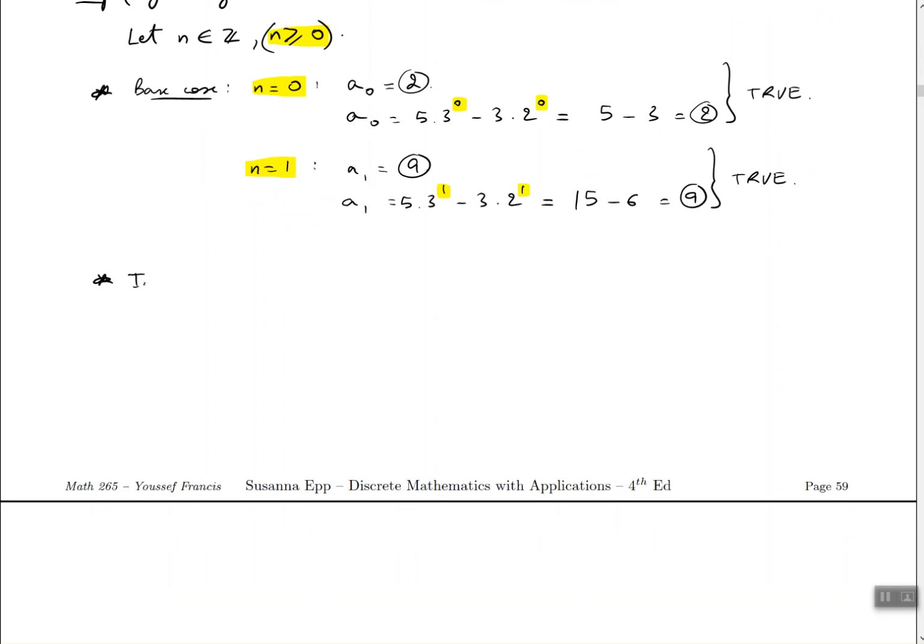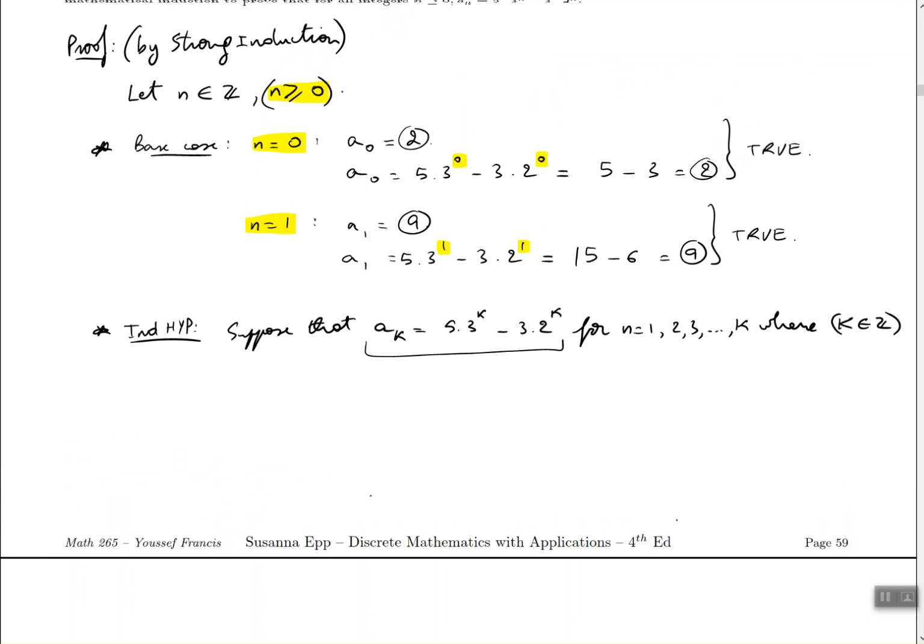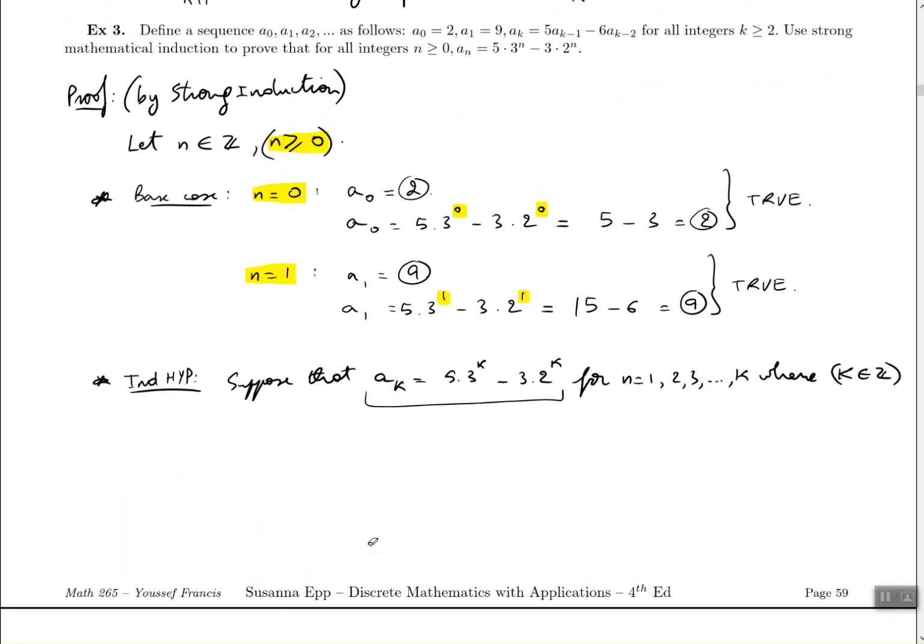So what are we doing in the inductive hypothesis? In the inductive hypothesis, we're assuming that ak is actually going to be equal to 5 times 3 to the power of k minus 3 times 2 to the power of k for every n from 1, 2, 3 all the way to k, where k is some random integer. Basically, we're assuming that the theorem is actually going to hold for all the numbers from 1 to k. And we want to show that the theorem actually holds for the next case. So that looks like this.